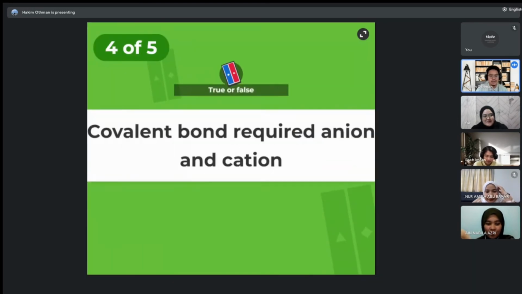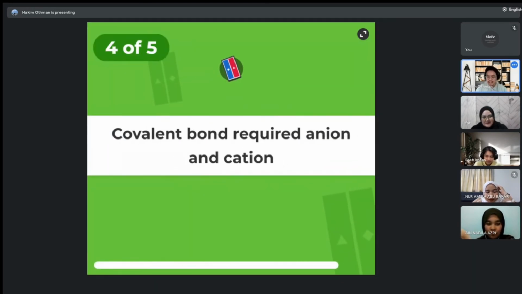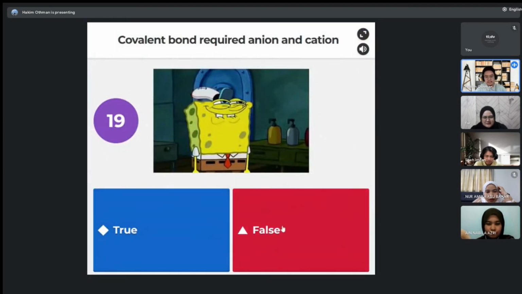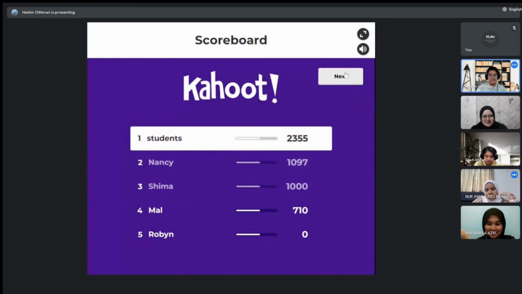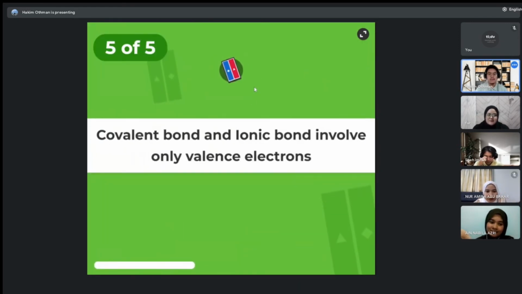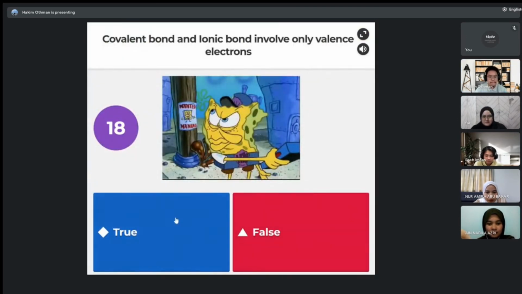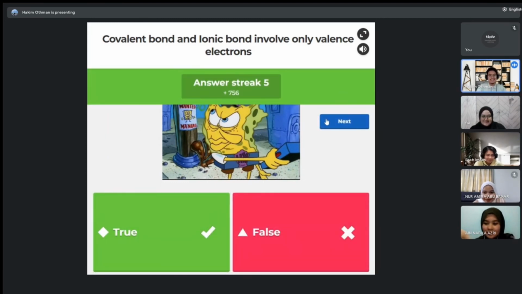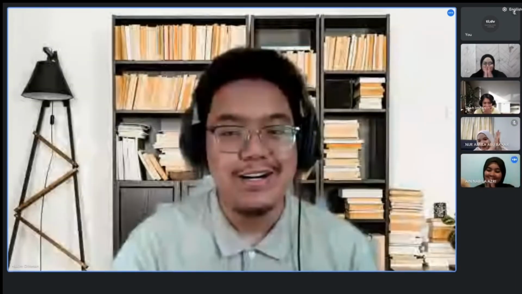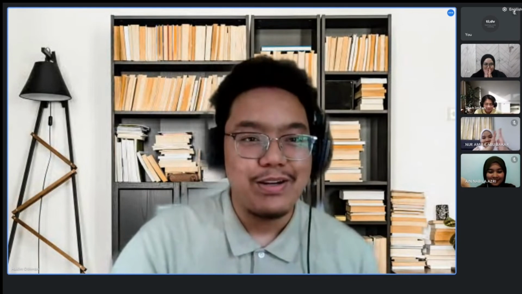Okay, the next one is on true or false. Covalent bond requires an anion and cation. Is it true or is it false? False. Okay, false. Correct. And the last question is true or false. Covalent bond and ionic bond involve only valence electrons. Is it true or is it false? True. Are you sure? Yes. Okay, good job. You got the answers all correct. Give yourself a round of applause. I'm so proud of you guys.